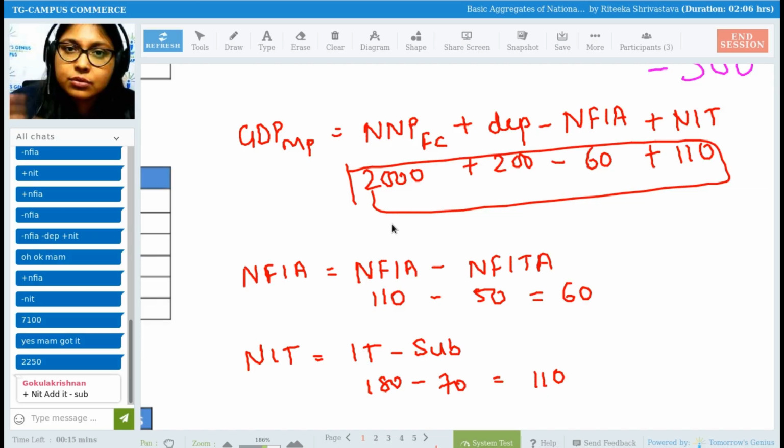So everywhere in the entire chapter, this conversion of aggregates is the important thing. There might not be an individual question, but it is part of your methods of national income. So in any case you have to do this, and you should know this conversion of aggregates.